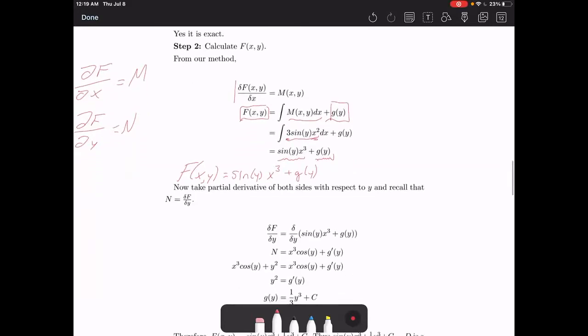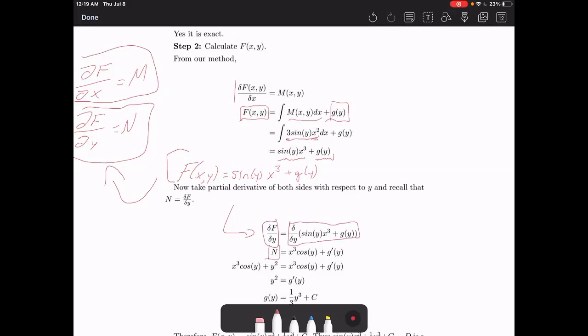We got this far just by using ∂f/∂x equals M. Now we're going to make use of ∂f/∂y equals N. So we have this equation, f of x, y is equal to sin(y) x cubed plus g of y, and we want to put it into this form so we can make use of this. So we're going to need to take the partial derivative with respect to y of both sides of this equation. So that's how we get to the first step here. We take the partial derivative of both sides, so we get ∂f/∂y is equal to ∂/∂y of this whole right side. Now, ∂f/∂y is equal to N, so that's an easy substitution.